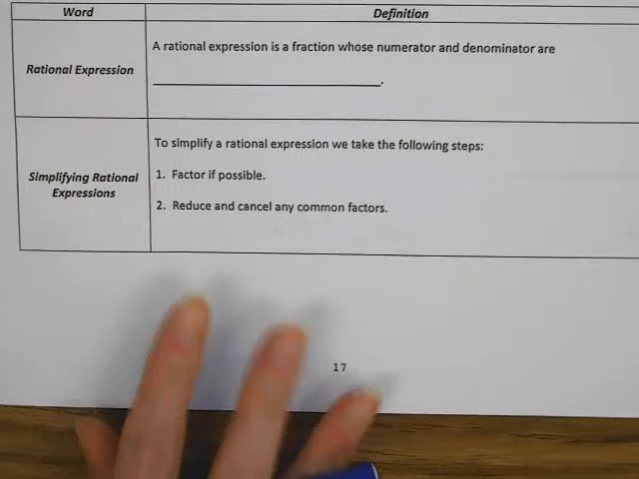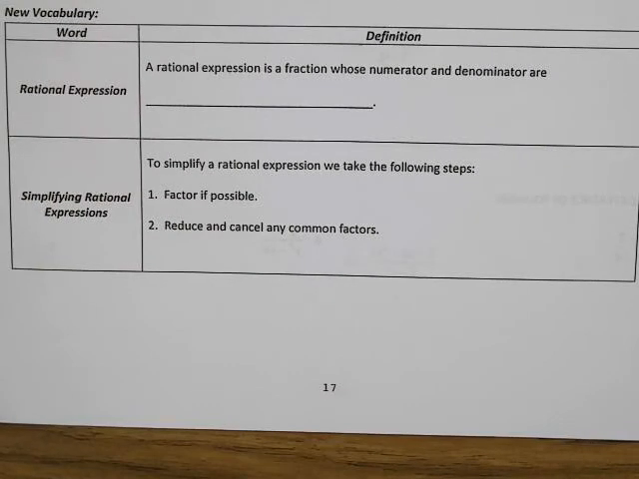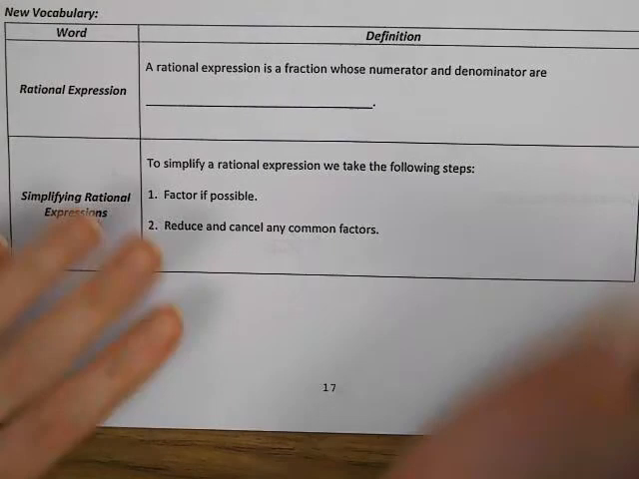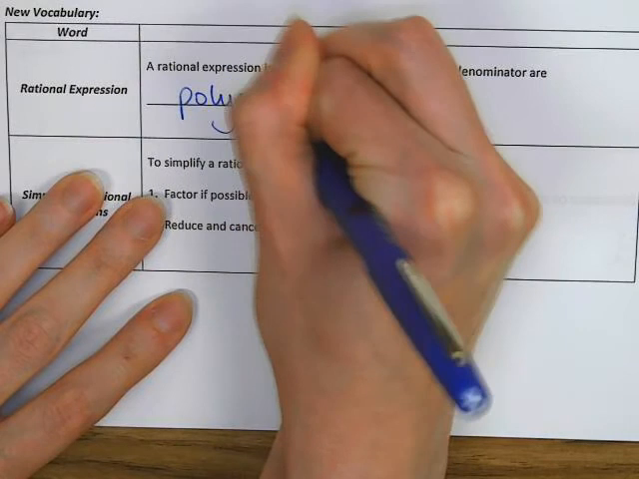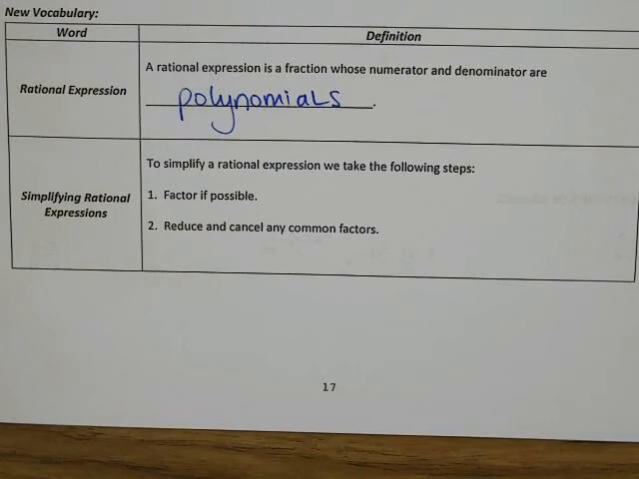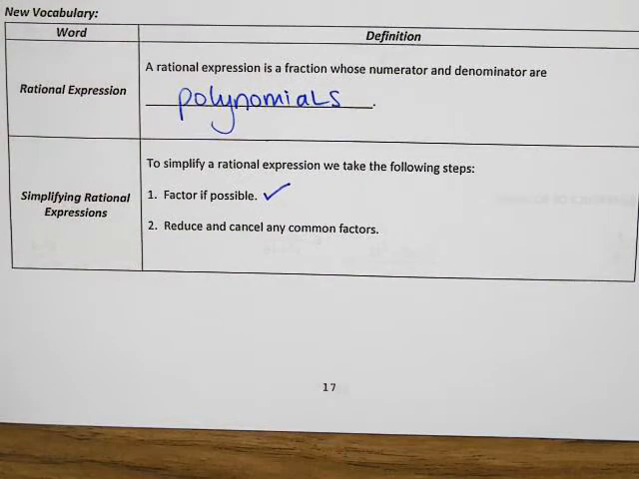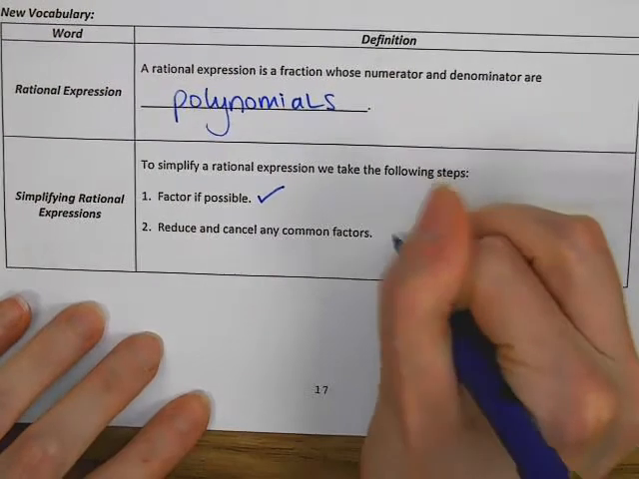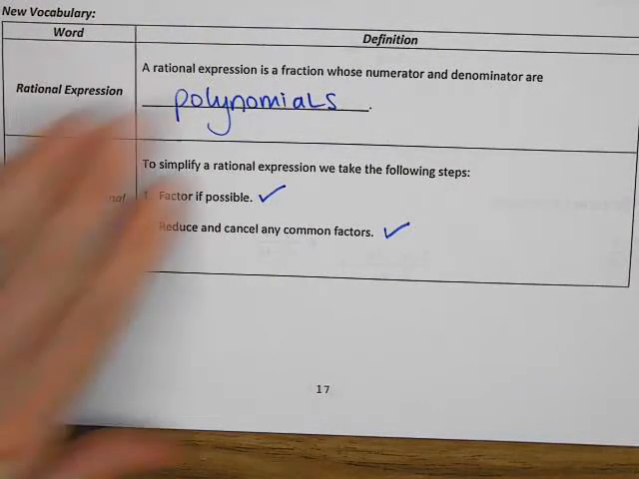Let's talk about this. So a rational expression is a fraction whose numerator and denominators are polynomials. And to simplify a rational expression, we take the following steps. We try to factor if possible. And then we reduce and cancel any common factors. All right, so turn the page.